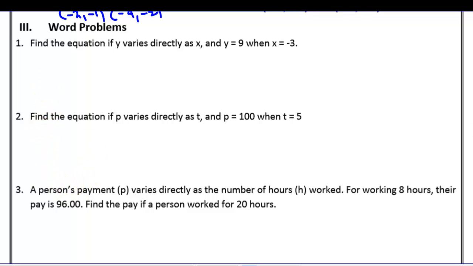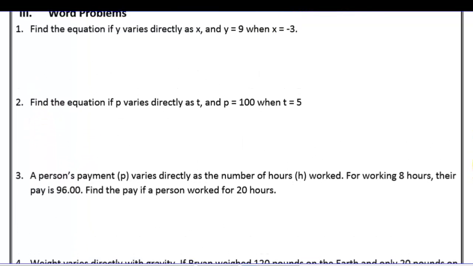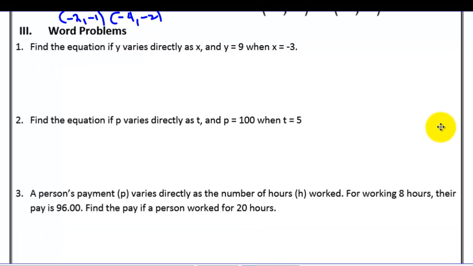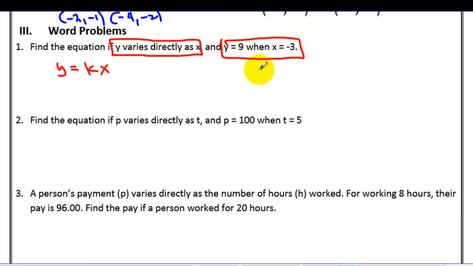Okay, next, for this problem, I'll just solve again the odd numbers. So let's find the equation if y varies directly as x. From here, I can write the equation y varies directly as x. The equation is not complete because I don't have the value of my k. So to find k, I'm going to use the given y equals 9 if x is equal to -3. So I can just replace my y by 9.